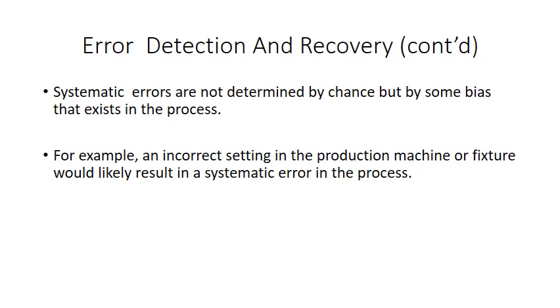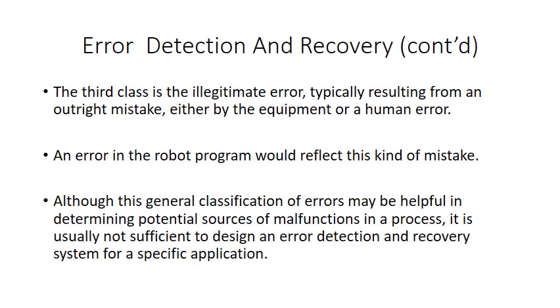Systematic errors are not determined by chance but by some bias that exists in the process. For example, an incorrect setting in the production machine or fixture would likely result in a systematic error in the process. The third class is the illegitimate error, typically resulting from an outright mistake, either by the equipment or a human error. An error in the robot program would reflect this kind of mistake.